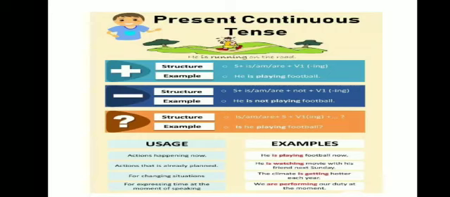Second is negative. If negative is there, then what will we do? We will put subject plus is not, am not, are not plus first form of verb plus ing and then the object. If interrogative is there, we will put is, am, are in front of the sentence, then subject, then first form of verb plus ing and then object. Like, is he playing football?